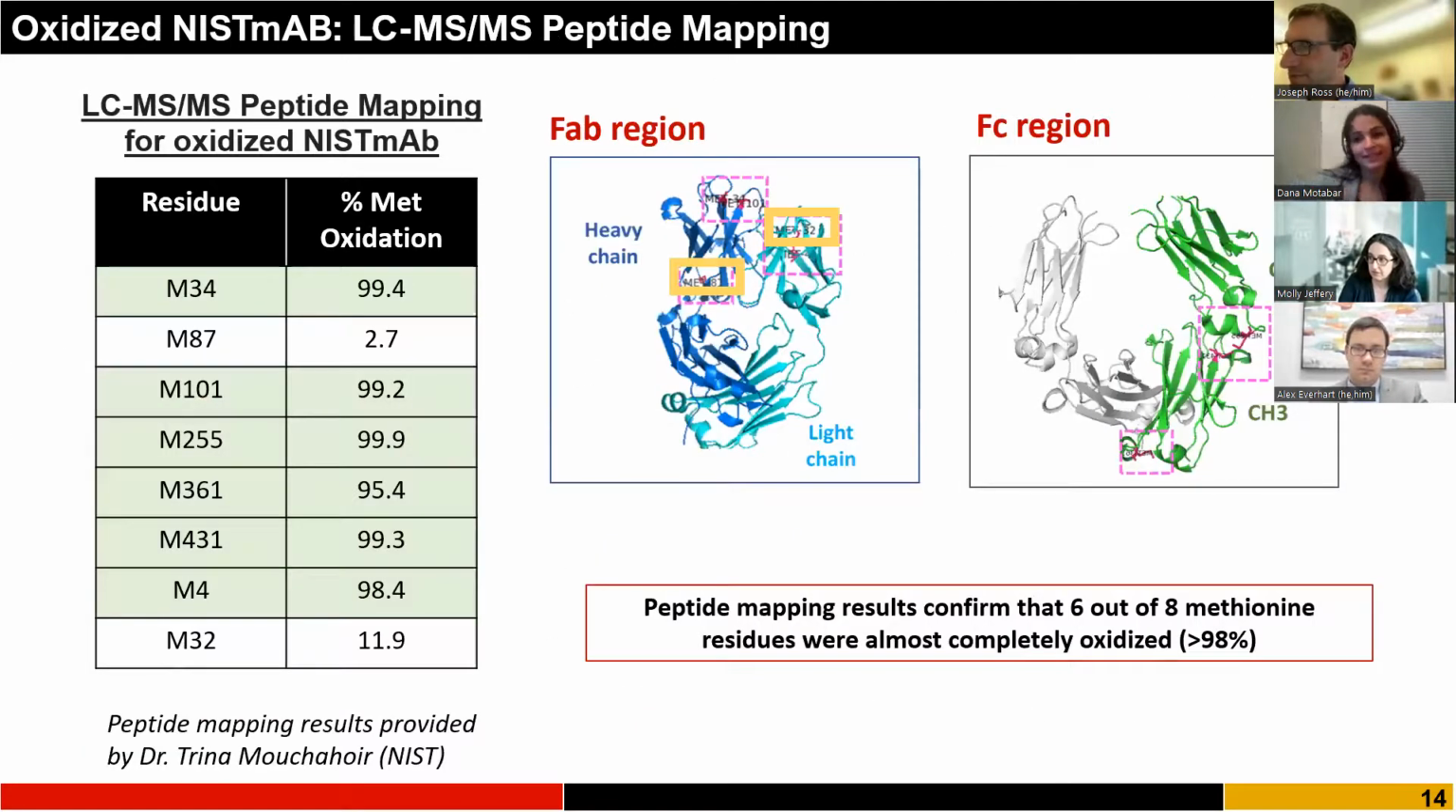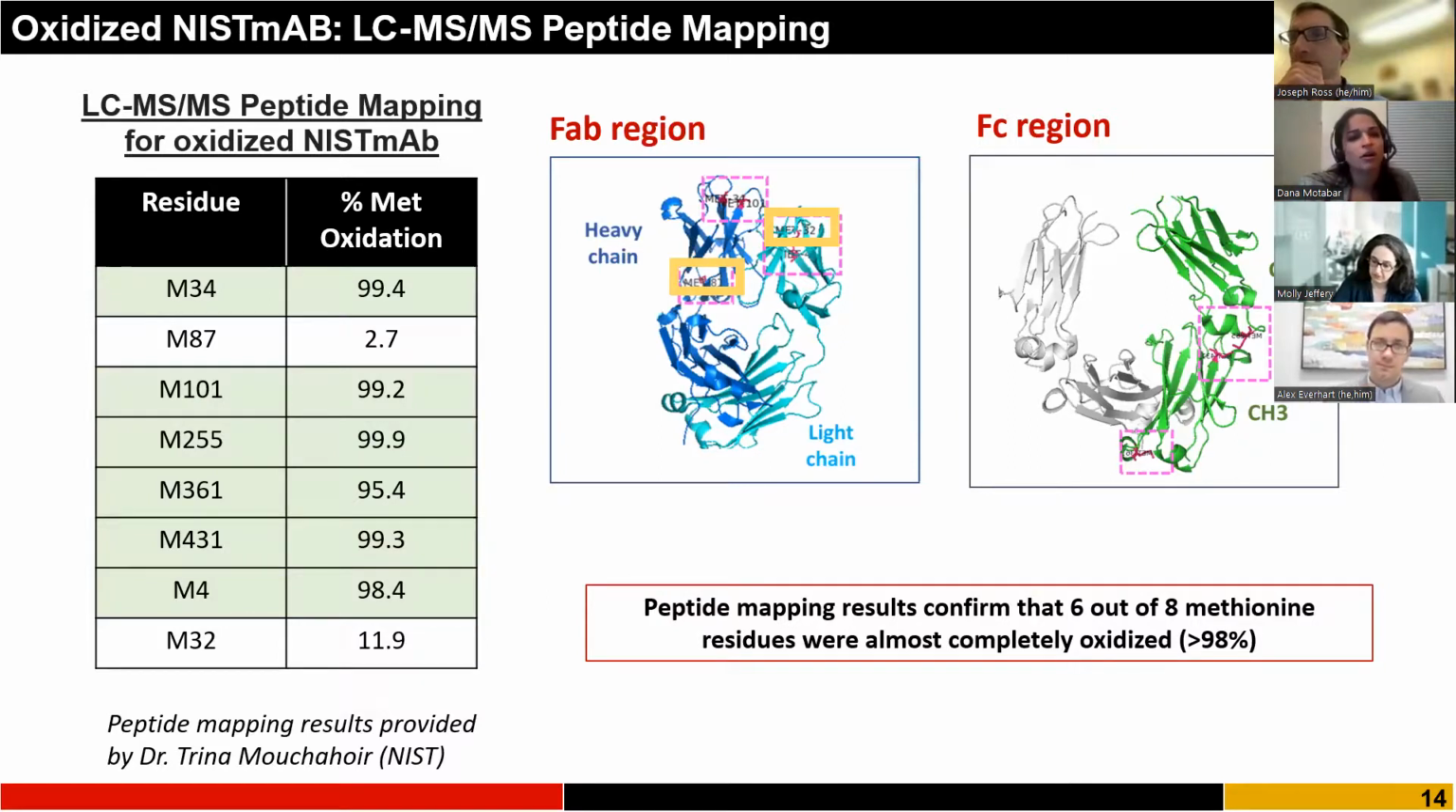And then just lastly, we wanted to validate our oxidation protocol, and we did LC-MS/MS peptide mapping with our collaborators at NIST. And importantly, we found that 6 out of the 8 methionine residues, highlighted in green on that chart on the left, are completely oxidized, greater than 98% oxidation. The other 2 are only partially oxidized, and those are highlighted in yellow on the structure.